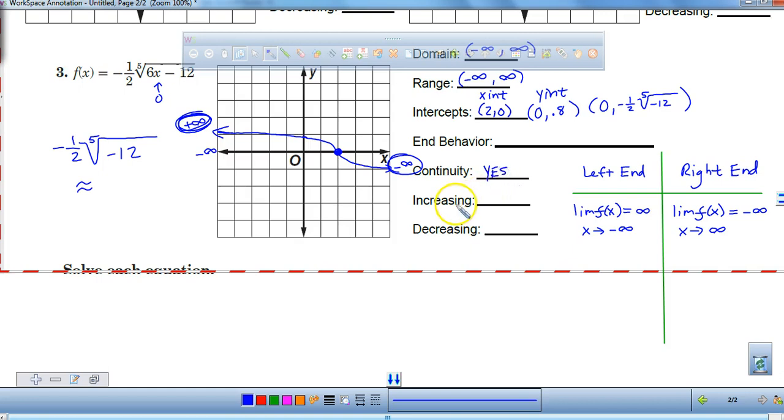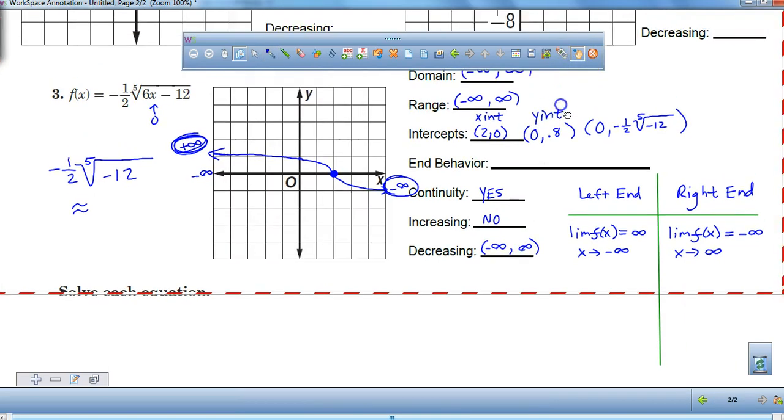Now this function is definitely not increasing. There's no increasing happening, but it is decreasing. It's literally decreasing from the time you see it at negative infinity till the time it's going towards positive infinity. It's just decreasing at a very, very slow rate. But it's decreasing the entire time from the left to the right.